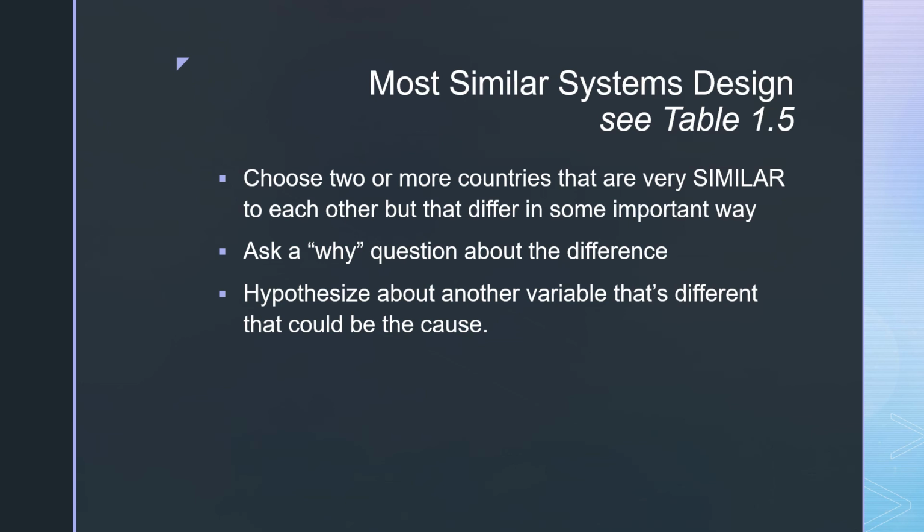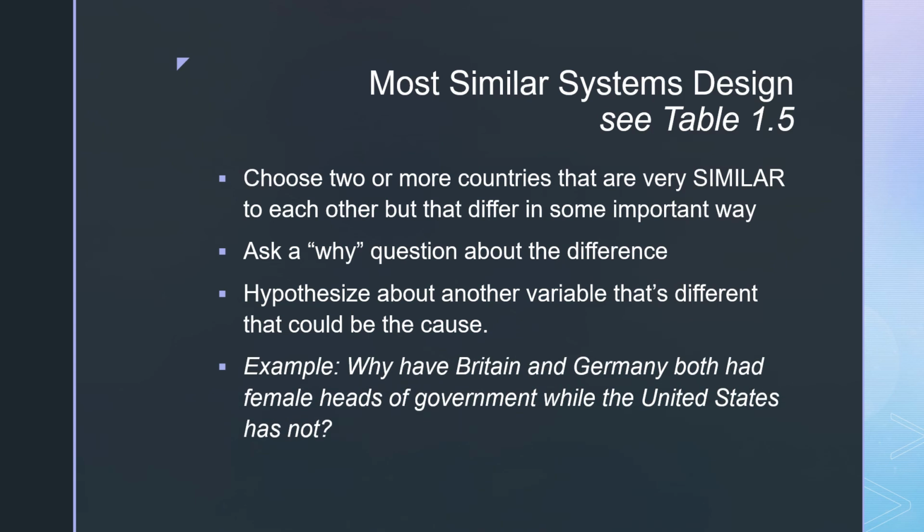Why is there that difference? And how can we find another variable that's different that might also be causing the difference? So a good example would be, why have Britain and Germany both had female heads of government while the United States has not? Britain, Germany, and the United States are all very similar.